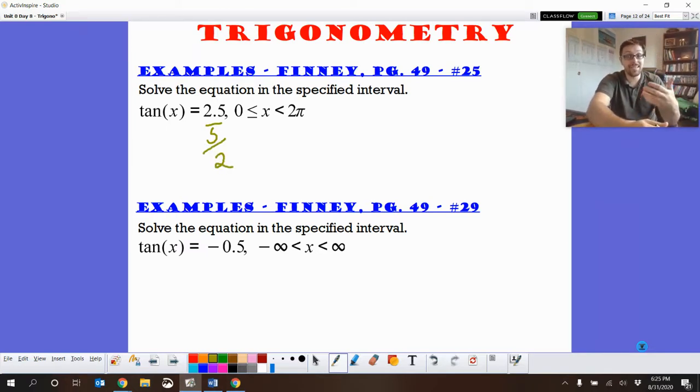Now, you'll notice that that's a number bigger than 1, so it's gotten quite big. And remember, tangent, the way it works is it kind of shoots up and becomes really, really big. So that one's a little bit outside of the range of what I know. I don't know of 5 halves. That doesn't pop up for me. I know square root of 3 over 3, I know 1, and I know square root of 3. But 5 halves, I don't know that one. So I'm just going to use inverse tangent.